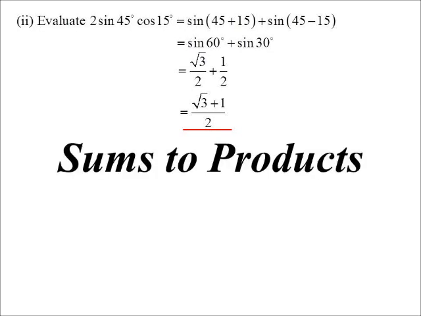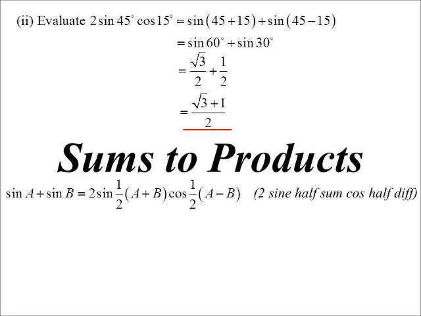Sums to products then, going back the other way. A lot more fun. Okay, so we have sine A plus sine B ends up being 2 sine half of A plus B, cosine half of A minus B. Now once again, they do come from the same formulas. It's just a rearrangement of them, but a little bit trickier to see it. So this one I remember as 2 sine half sum cos half diff.